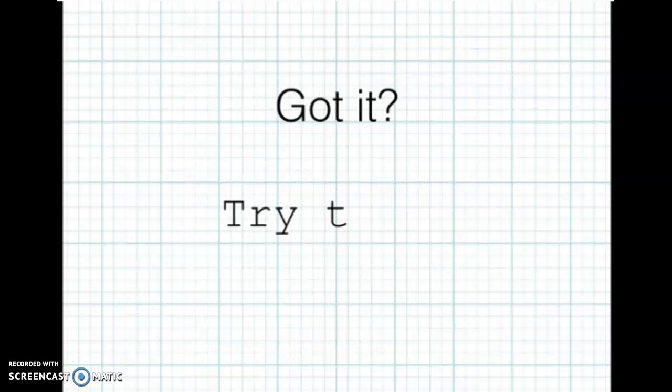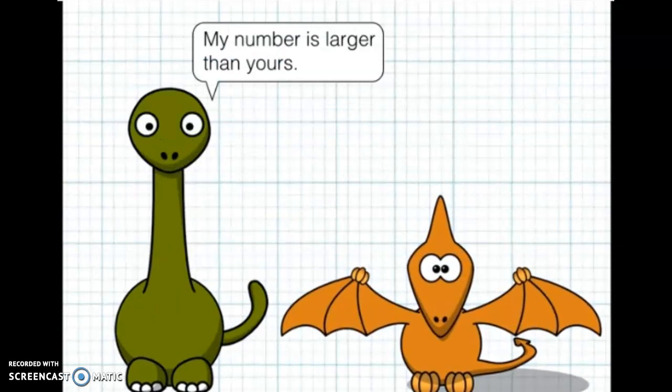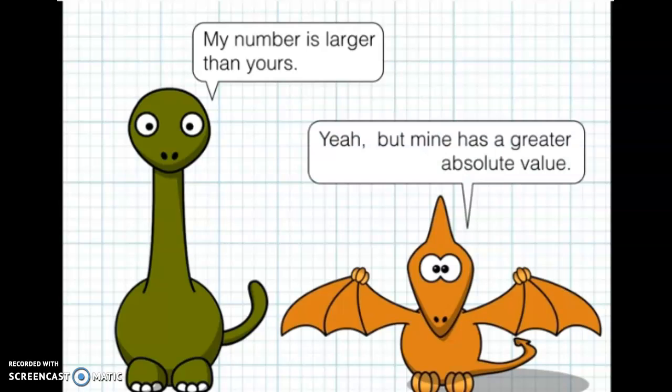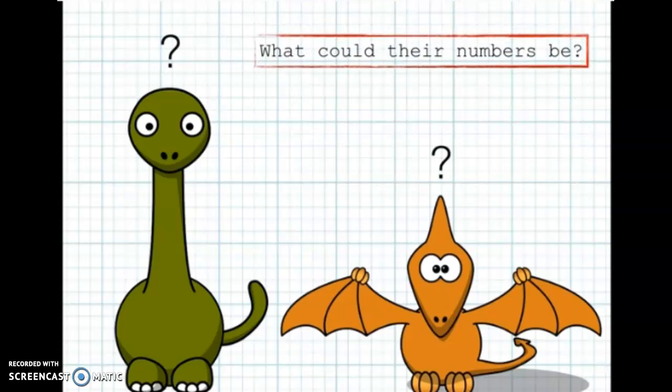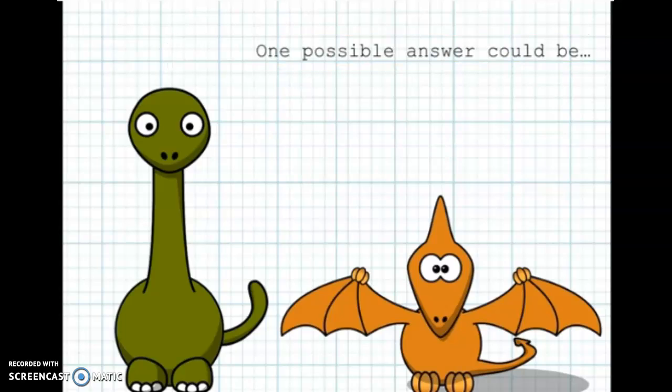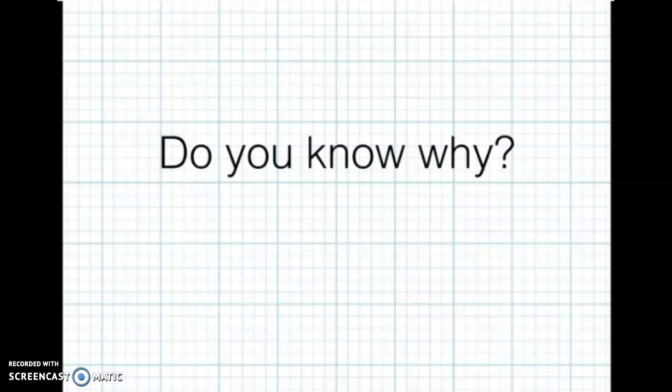Got it? Let's try one more. My number is larger than yours. Yeah, but mine has a greater absolute value. What could their numbers be? One possible answer could be 2 and -7. Do you know why?